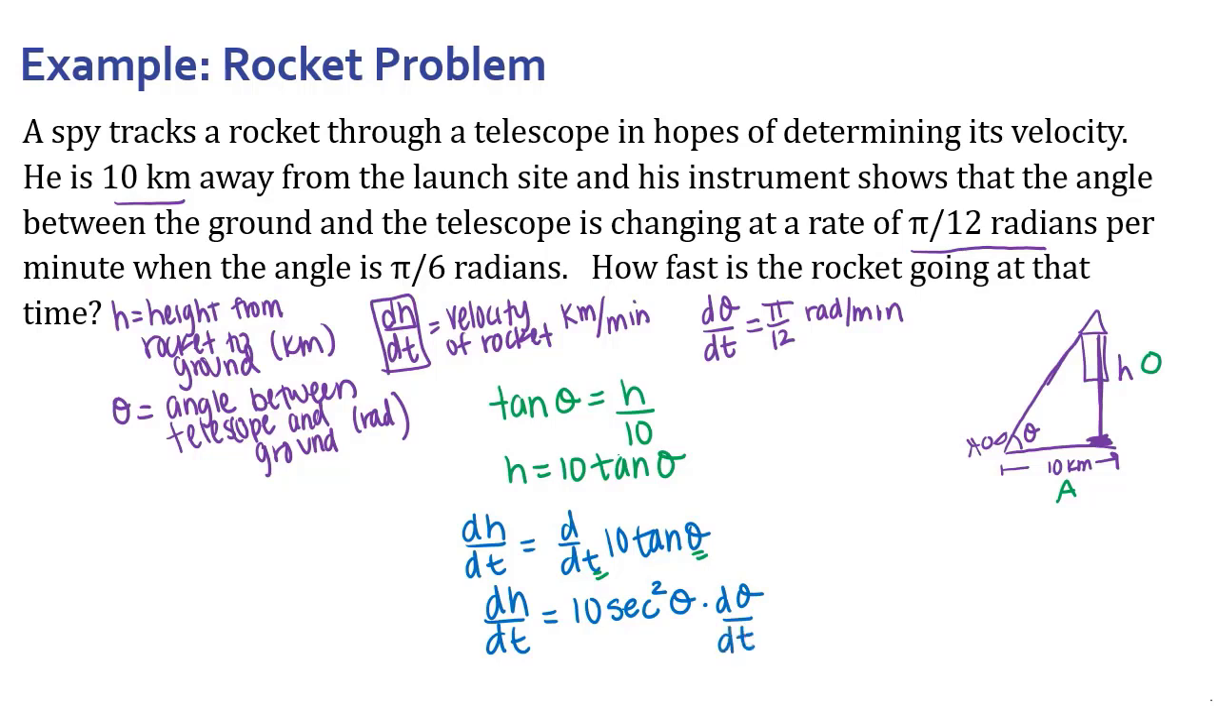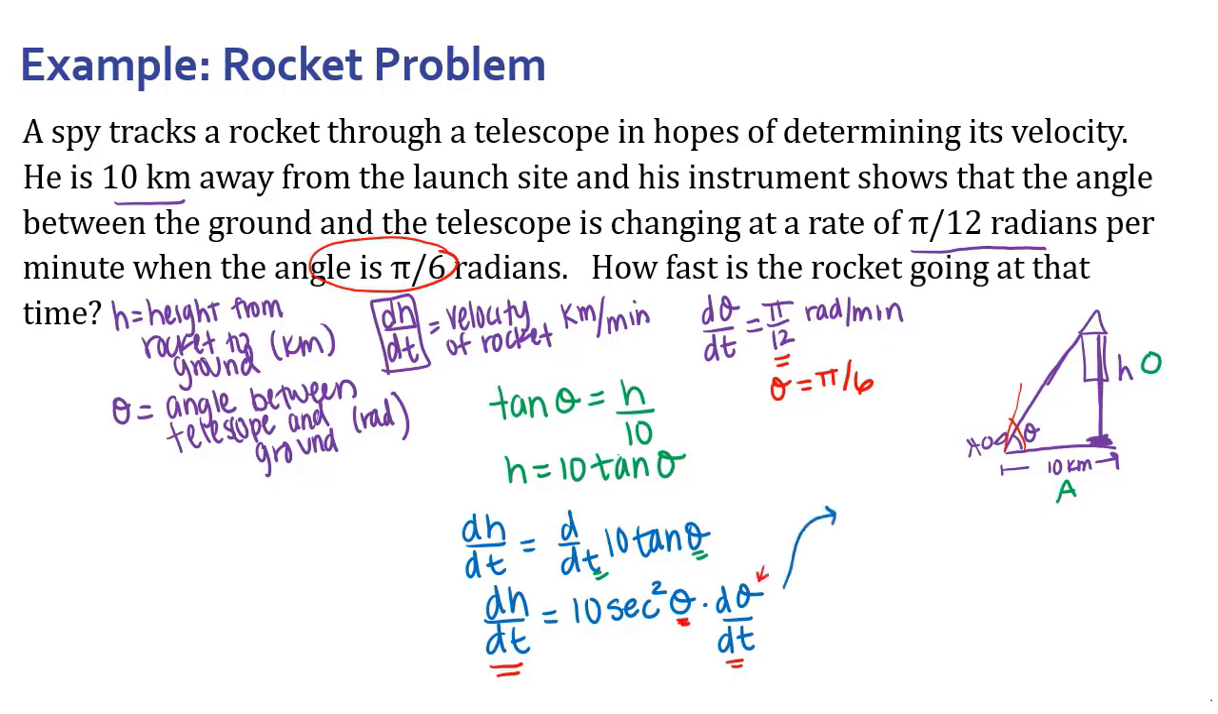So now I've got this formula. I know I'm solving for dh/dt, so I need to see if I have values for theta that I can plug in and for the rate of change that's happening, d theta over dt. So we know that d theta over dt is pi over 12, and we know it's positive because as this rocket is going up, this angle is going to be getting bigger. Okay, now they also told us we're trying to find it when our angle is pi over 6. So we have values now we can plug in for here and we can plug in for here.